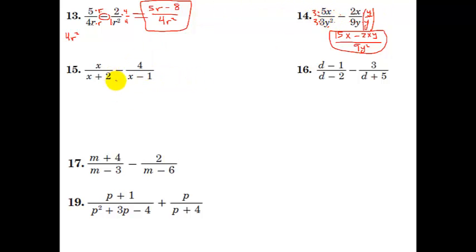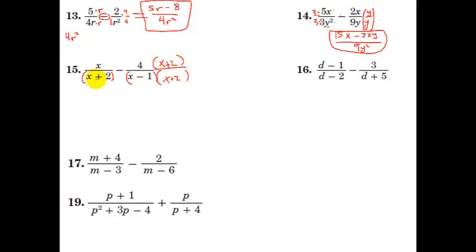Now, when the denominators are polynomials or binomials, this sucks. Okay, you've got x plus 2 here, you've got an x minus 1 here. So the lowest common denominator is going to be the product of x plus 2 and x minus 1. The reason you leave them separated is because the second piece here has the x minus 1, but it's missing the x plus 2. So multiply top and bottom by x plus 2.